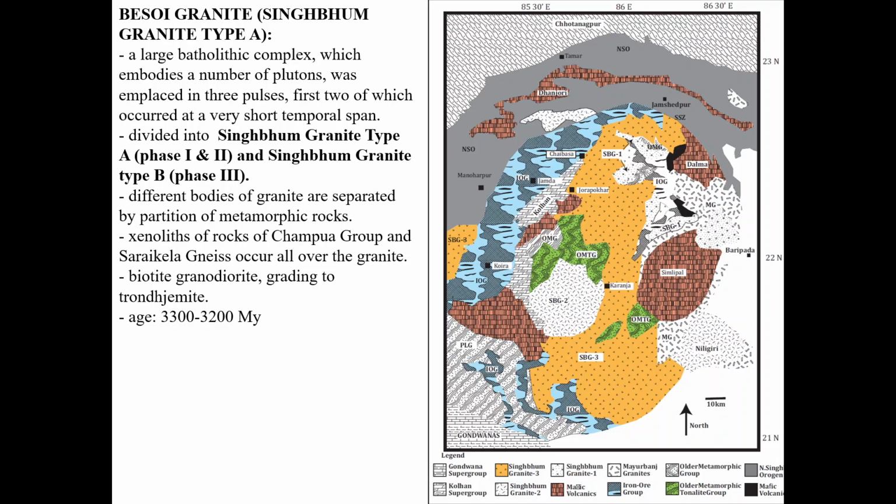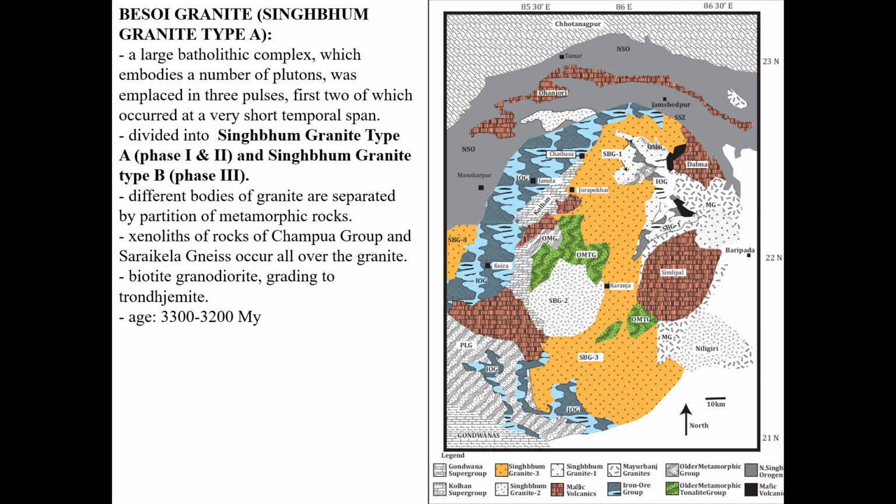Next comes the Singhbhum granite type A, or phase 1 and 2, which is also referred to as the Besoy granite. It is a large batholithic complex with a large number of plutons, divided into Singhbhum granite type A and type B. So type A, which is phase 1 and 2, is the Besoy granite.